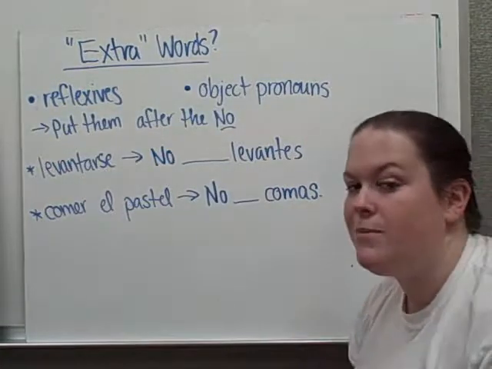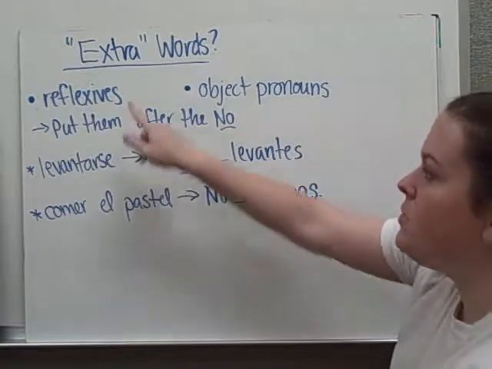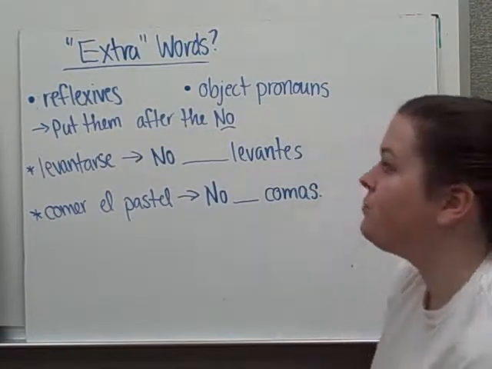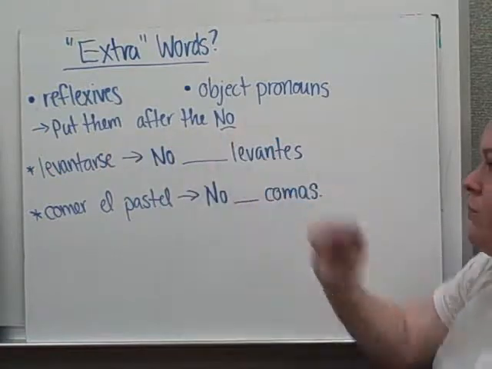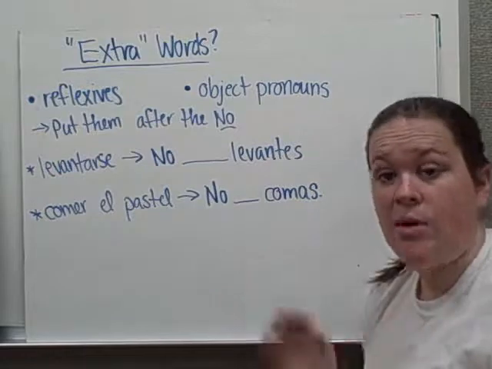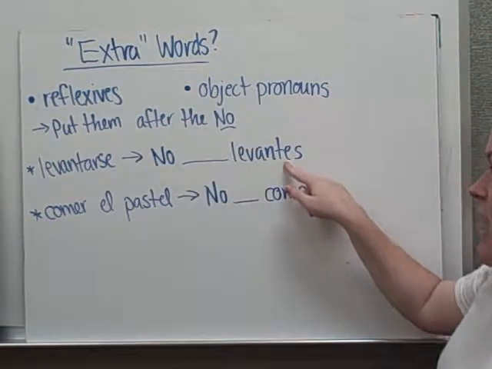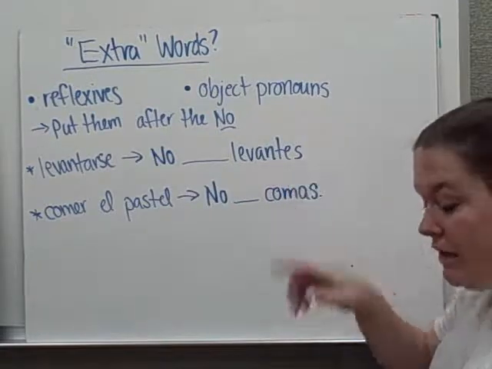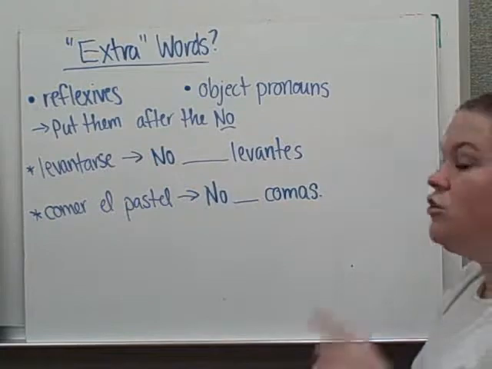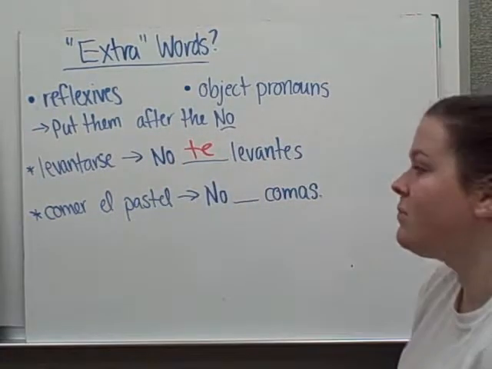All right, we've talked a little bit about this, but I want to make sure you take special note of this. Extra words, that would be reflexives and object pronouns, both direct and indirect, always just put them after the no. So for example, levantarse, to get up. When you want to say don't get up, you have no levantes, because remember, AS switches to ES, but your se is going to switch. It goes right here. Don't you get up isn't se, it's te.